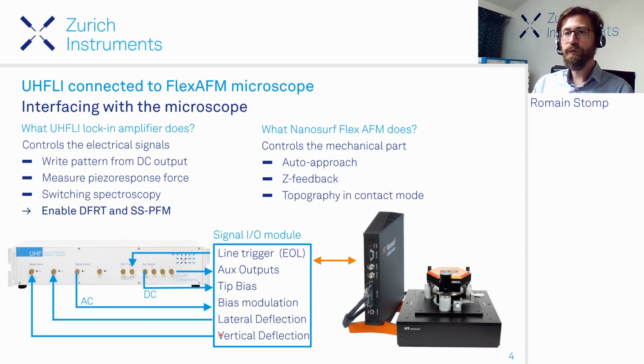At the same time, since we have 2 inputs, we can measure both lateral and vertical deflection, but most of what we saw are on the vertical deflection. On the Nanosurf FlexAFM part, this is basically contact mode, so it's fairly basic. What we were doing is mostly a soft, smooth landing for the tip to have a Z feedback and then to do topography in contact mode.